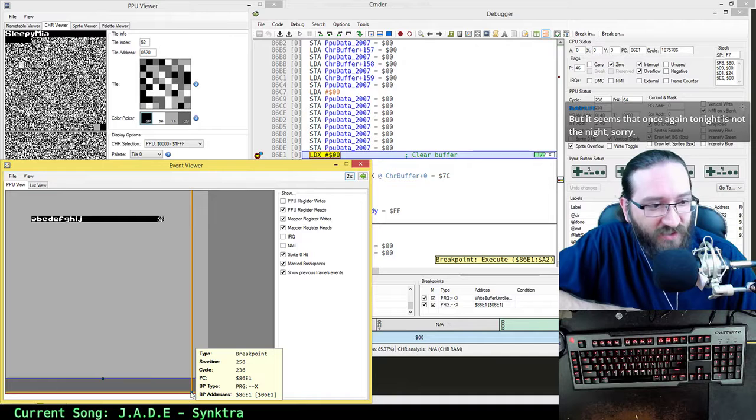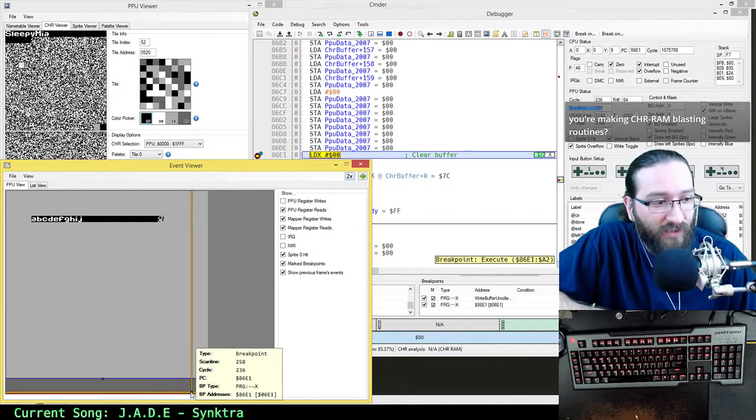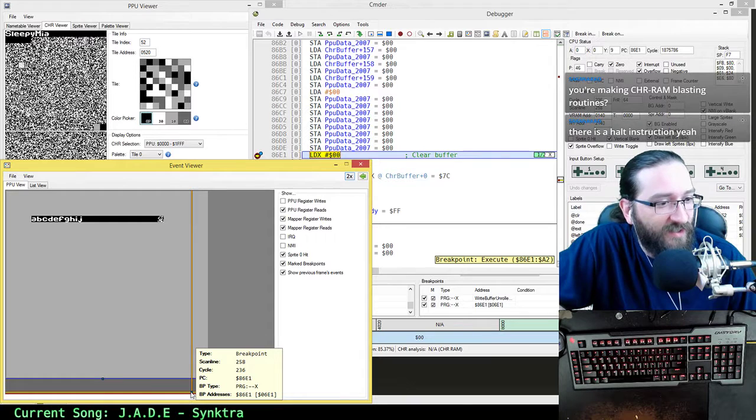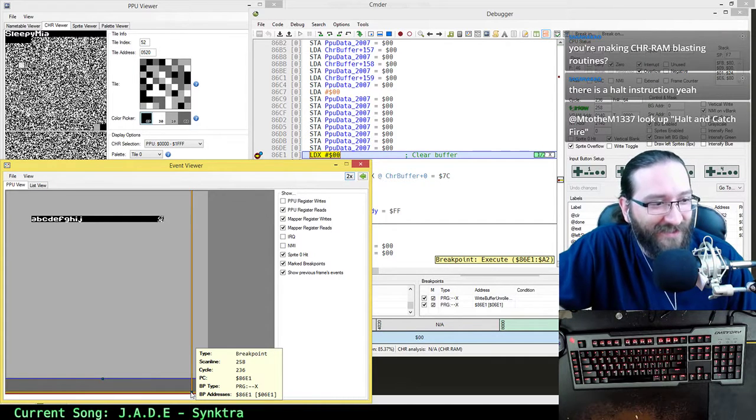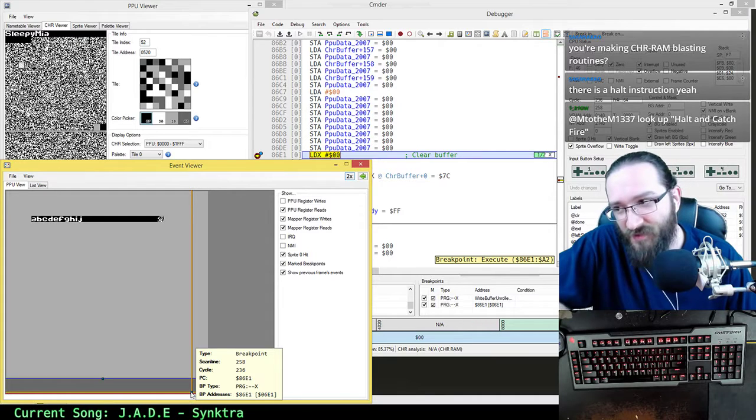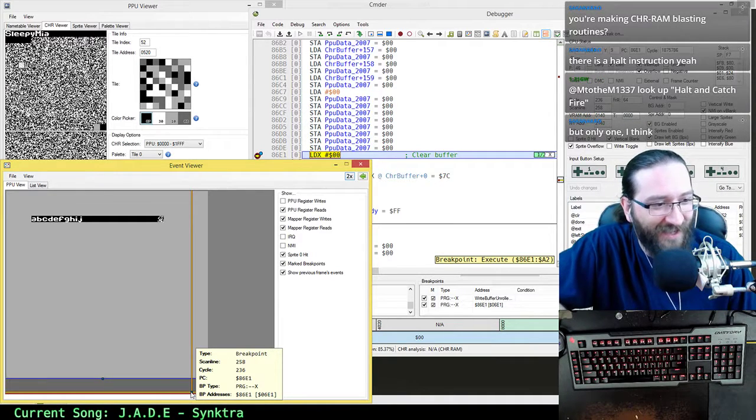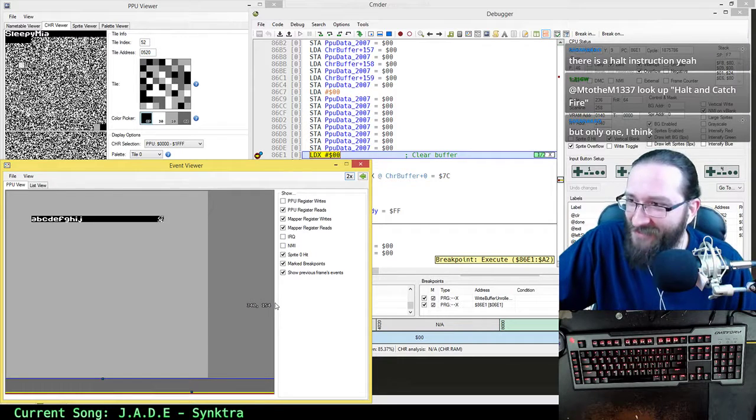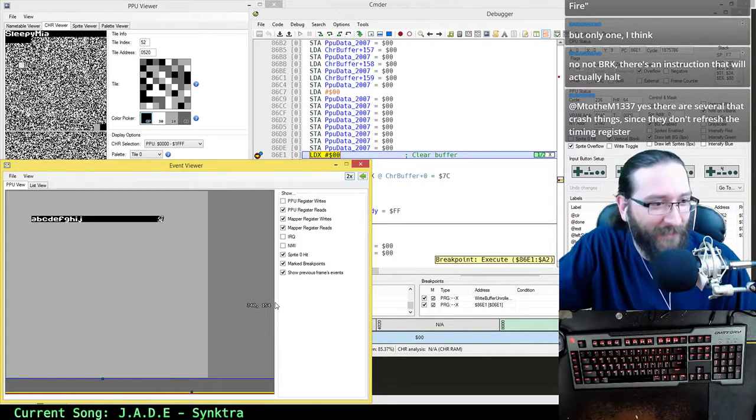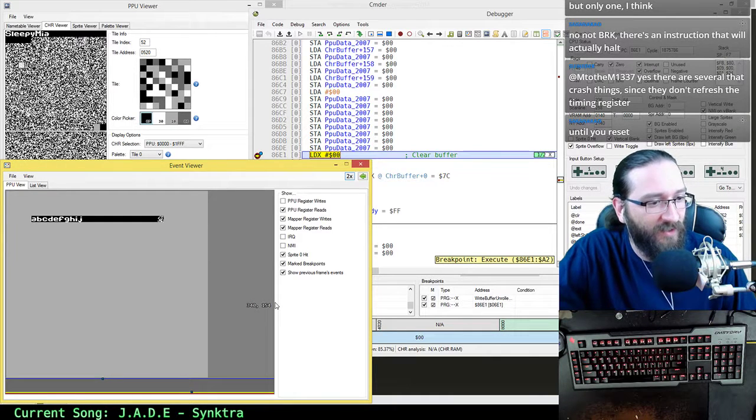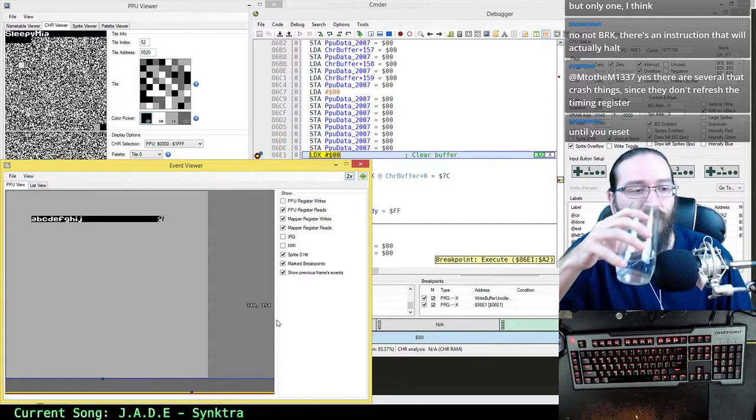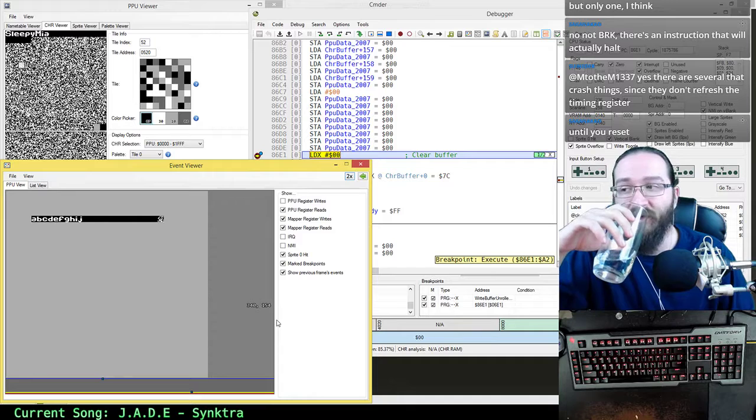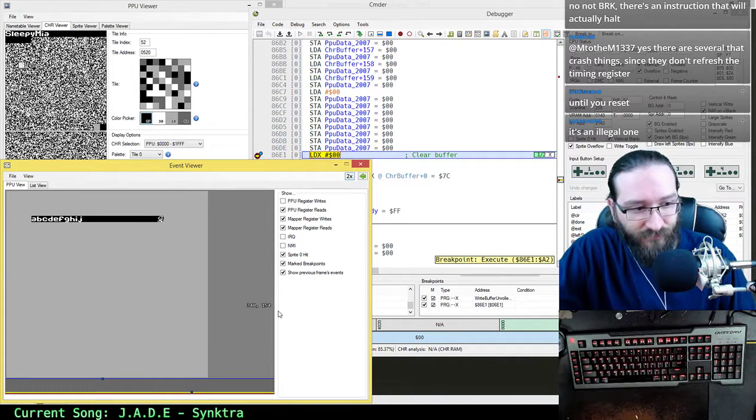Can you crash the CPU by calling illegal instructions? I wouldn't say no. It's probably possible. But it seems that once again tonight's not tonight. Sorry, it's fine. You're making CHR RAM blasting routines? Yes. There's a halt instruction. Yes. Well, there's a break. Is that what you mean? Halt and catch fire. But only one. Alright. 1.21 gigawatts. Great Scott! Welcome. Not break. There's an instruction that will actually halt. Oh! I didn't know that. Alright. Since they don't refresh the timing register. Oh, well, there you go. Oh, of course it's an illegal one.